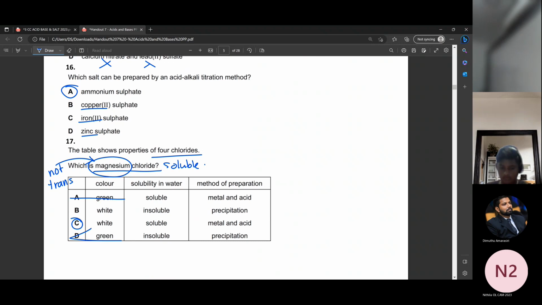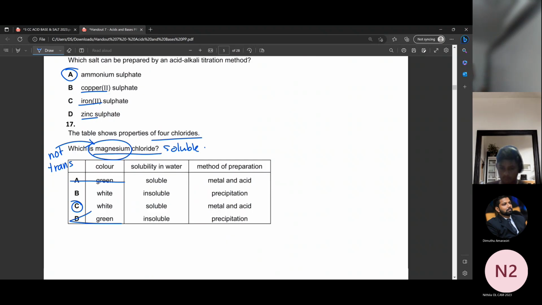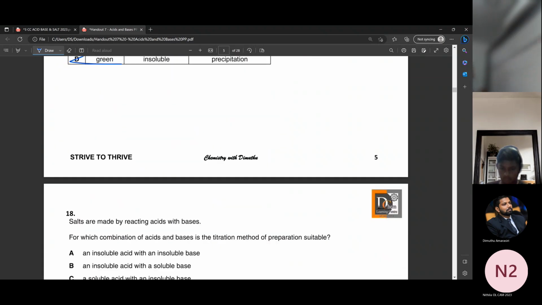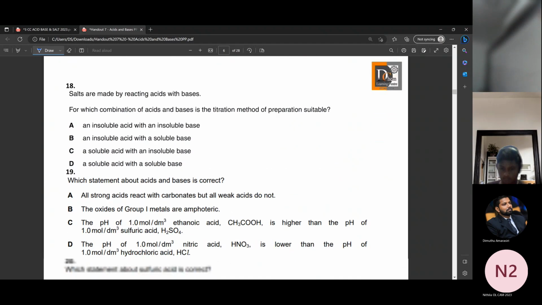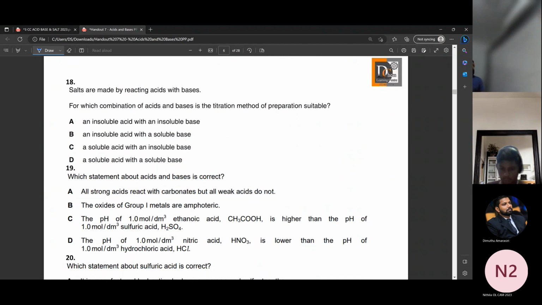Imagine if I read the beginning. Right, question number 18. Salts are made by reacting acids and bases. For which combination is titration used? Then rule of thumb, done. Titration: group 1, not ammonium. Listen, group 1 and ammonium. Right? So you can use a soluble acid with a soluble base. It's straightforward.